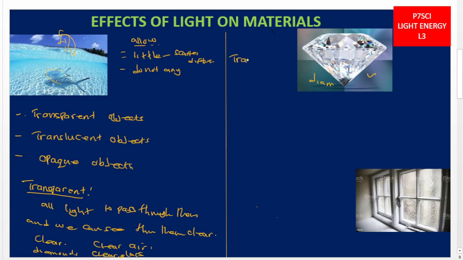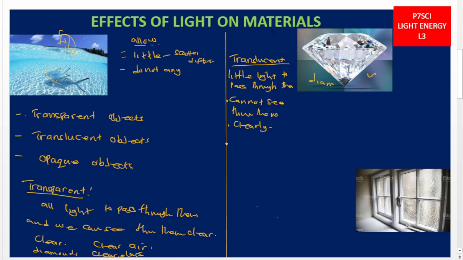Another one is what we call translucent objects. Translucent objects are the materials which allow little light to pass through them, and we cannot see through them clearly.